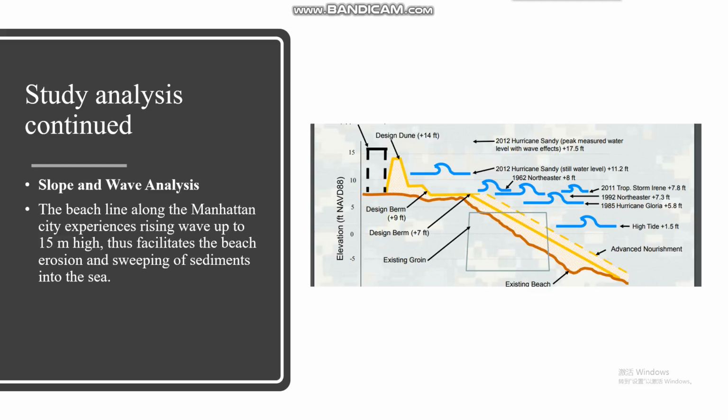So right now I'm going to talk about the slope and the wave analysis. The beach line along the Manhattan Beach experiences rising waves up to 15 meters high, thus facilitating the beach erosion and sweeping the sediments into the sea. So the picture on the right shows the wave height throughout the timeline historically.